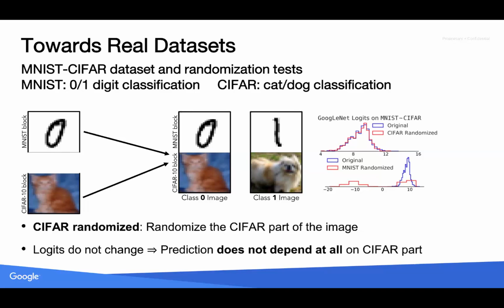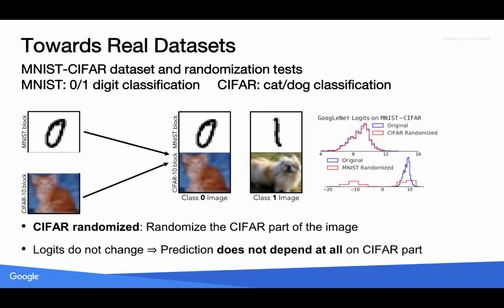However, if you look at what exactly the model is relying on, is it looking at the MNIST part or CIFAR part, or is it looking at both of them? It turns out that the model is pretty much solely looking at the MNIST part. And this we can verify by doing what is called a randomization test, where we randomize part of the image and see how the performance or output of the model changes.